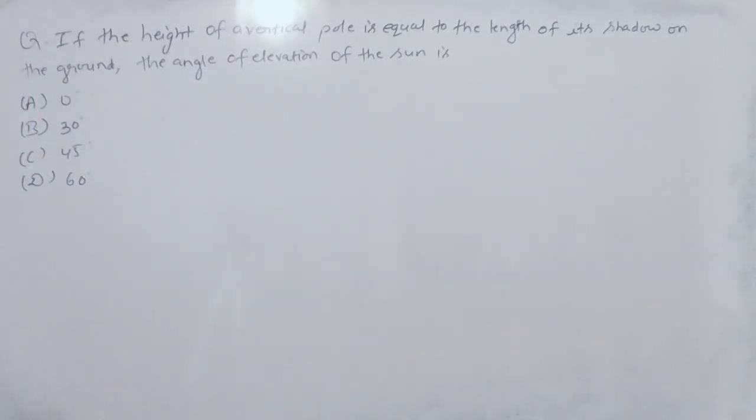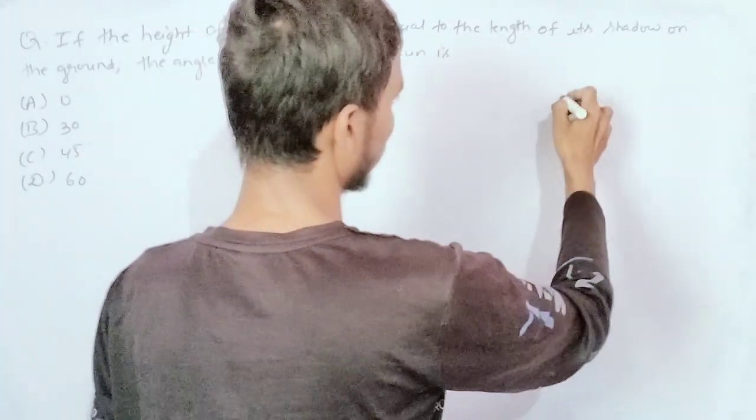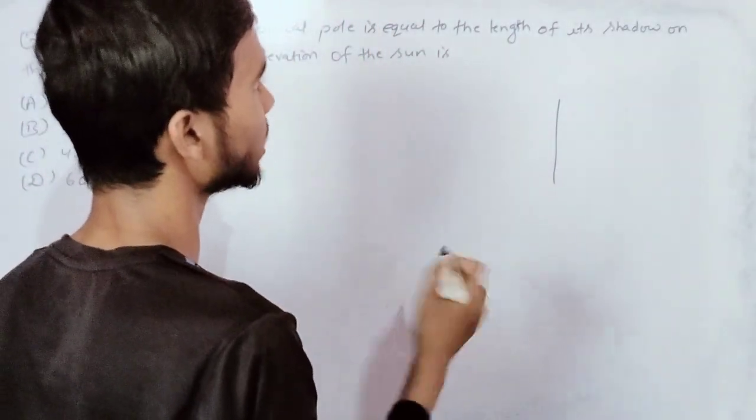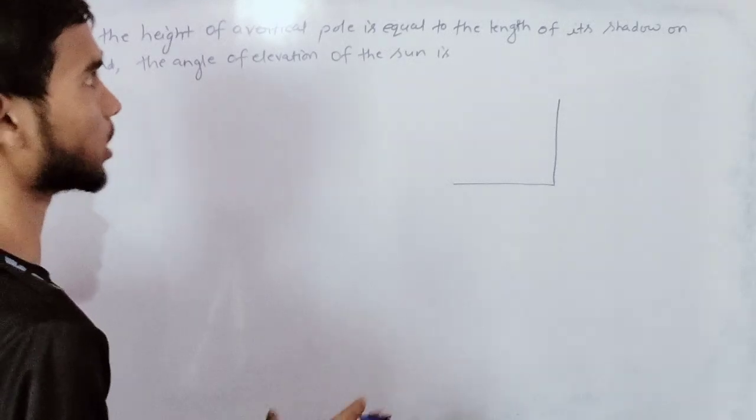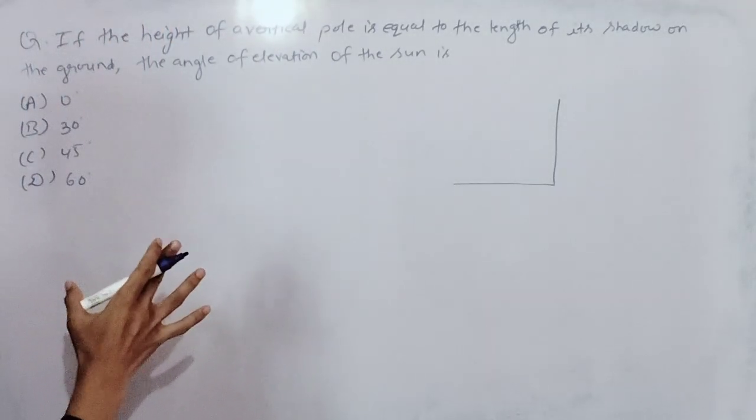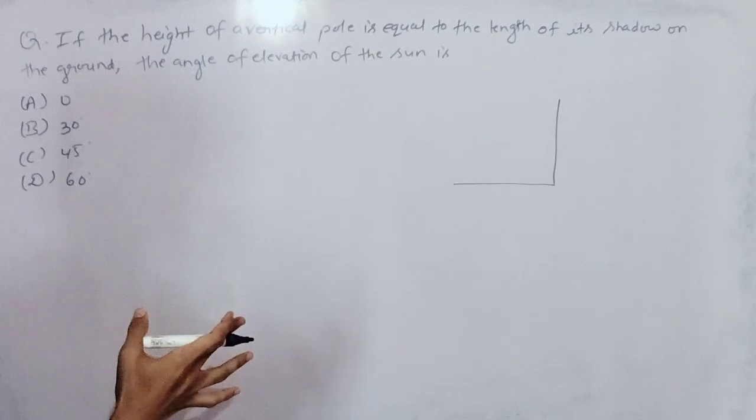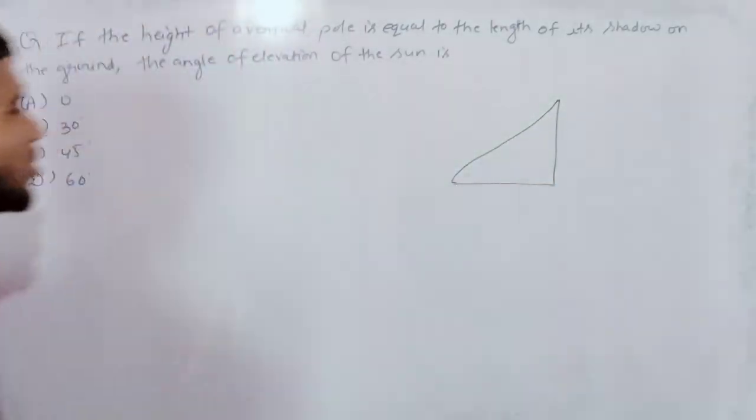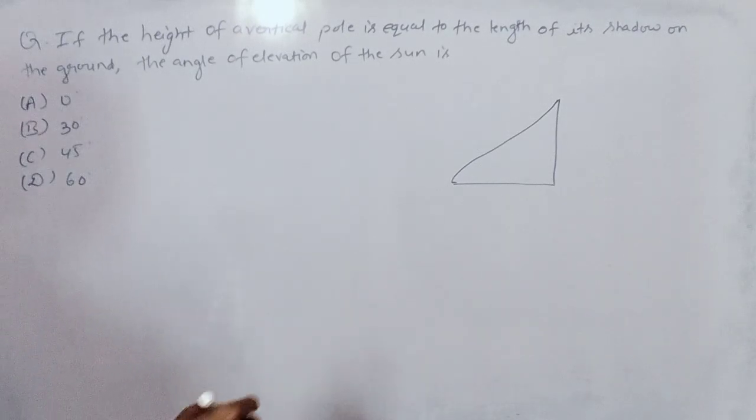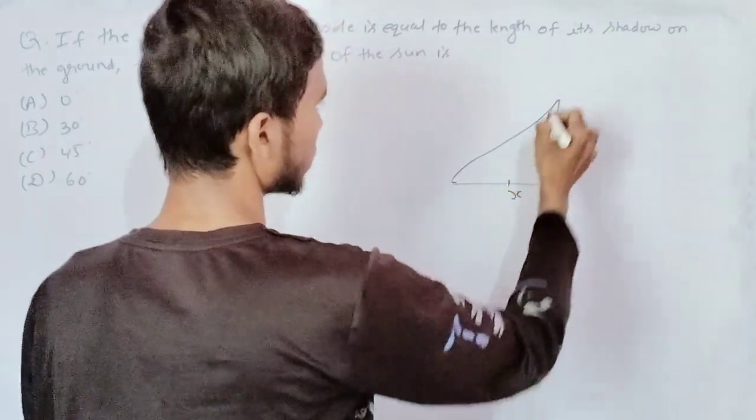This is the question. If the height of a vertical pole is equal to the length of its shadow, the length of this and this both are equal in measure, then on the ground the angle of elevation of the sun would be how much? I think it should be 45.